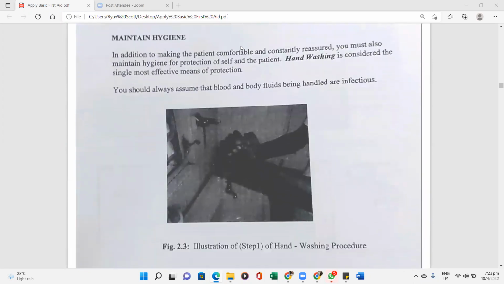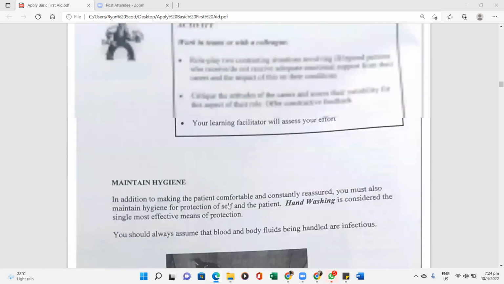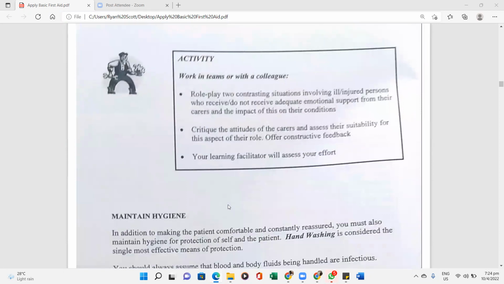That's another role play that they had there. Scroll up, let me see. The role play. All right, so it says role play two contrasting situations involving ill or injured persons who receive or do not receive adequate emotional support from their carers and the impact of this on their condition. It says critique the attitudes of carer and assess their suitability for these aspects of the role. Offer constructive feedback. Now, basically, everybody has different personalities, right?